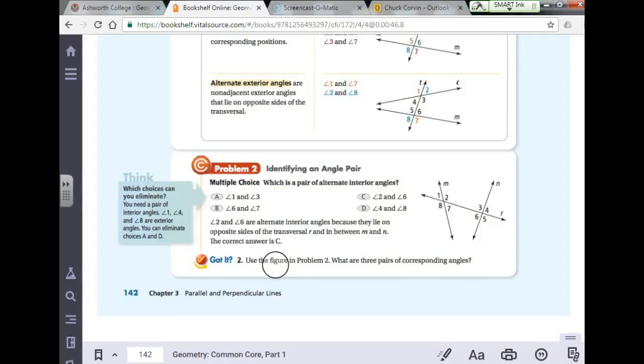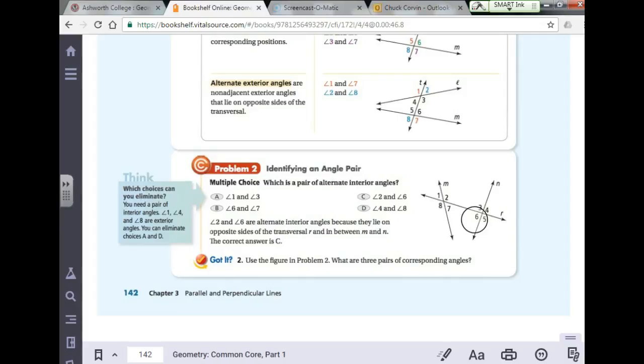On the got it, it says use the figure in problem 2, which is the same picture over here. What are 3 pairs of corresponding angles? Again, if you look back at your definition of what a corresponding angle is, they're in the same location of the two lines. It's in the same location of where the transversal cut through. For instance, 1 and 3 are both in the top left-hand parts of where it cut through the two lines. Top left, top left. 2 and 4 are in the top right, so those would be corresponding.